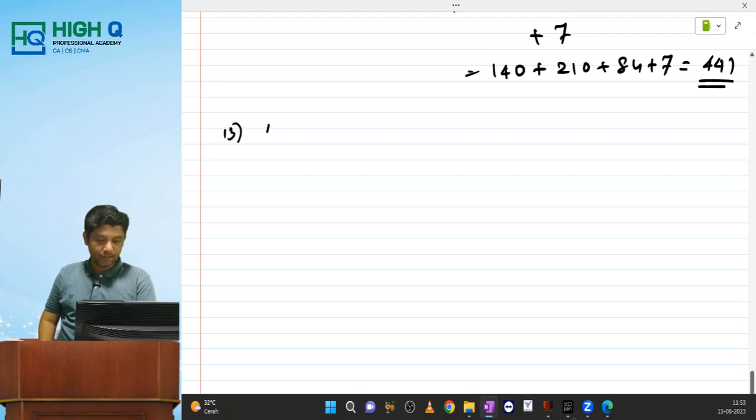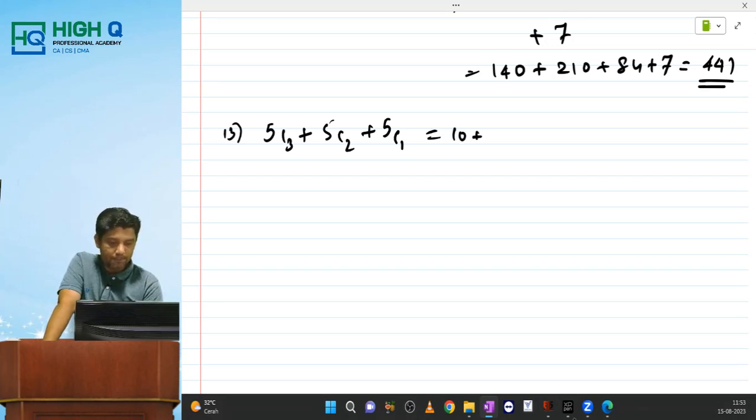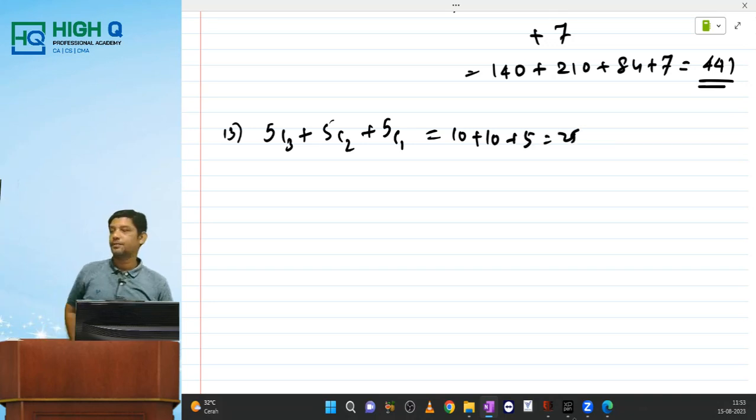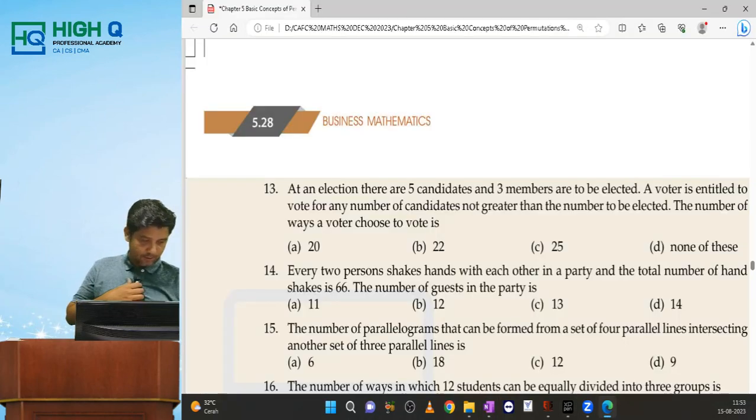13 sum, right? 5C3. I can cast 3 votes. Out of 5 candidates, I can select any 3 candidates or 2 candidates or... 5C0 will it come? Why? 1 vote you need to cast. 10 plus 10 plus 5. My answer is 25. Next.